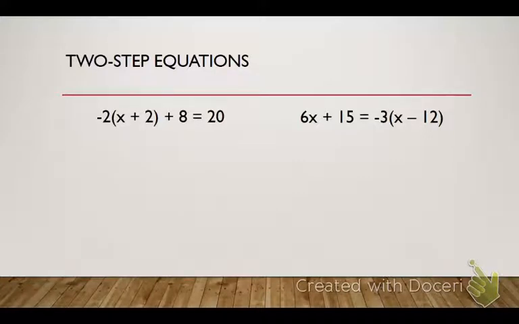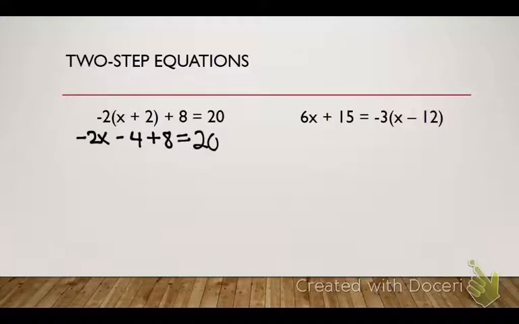-2 times x is what? -2x. -2 times 2 is -4. You see how we distributed? -2 times x, -2 times 2. We have to pay attention to our signs. Plus 8 equals 20. All right?